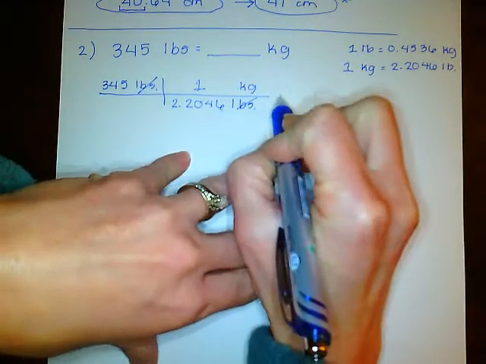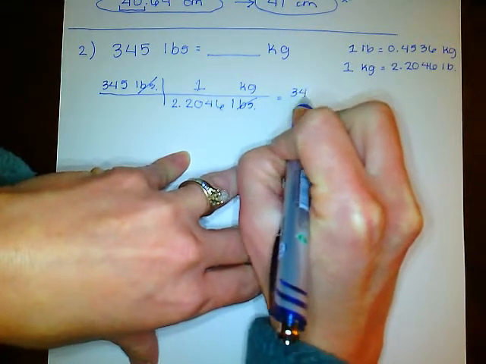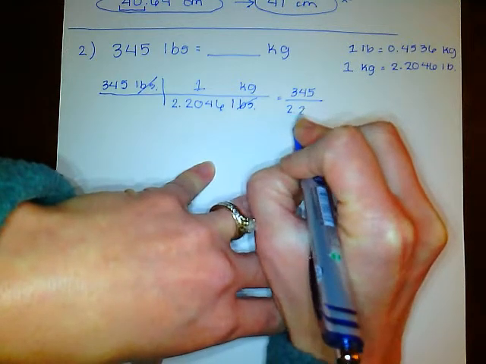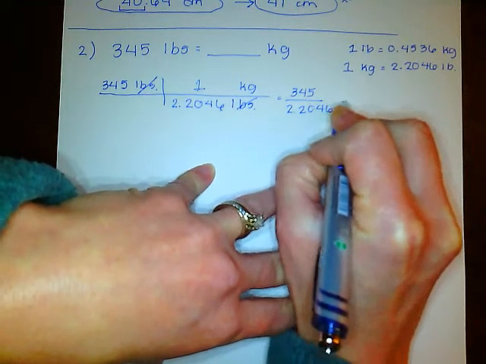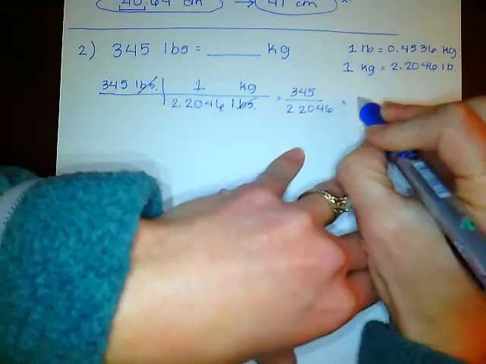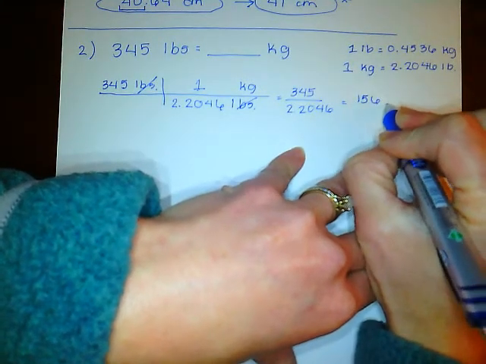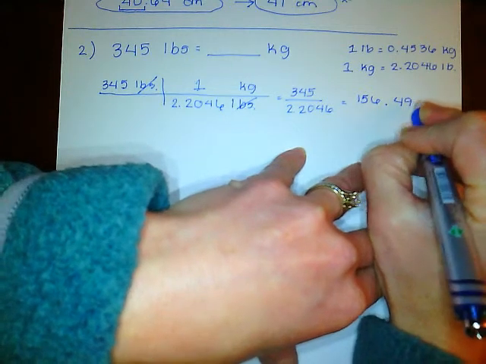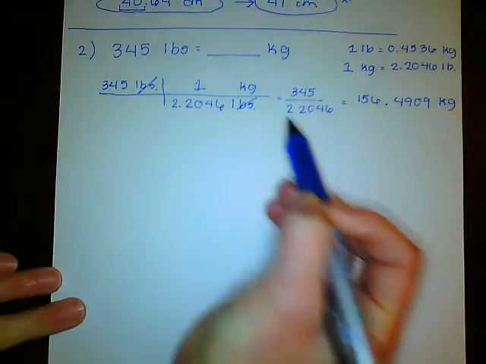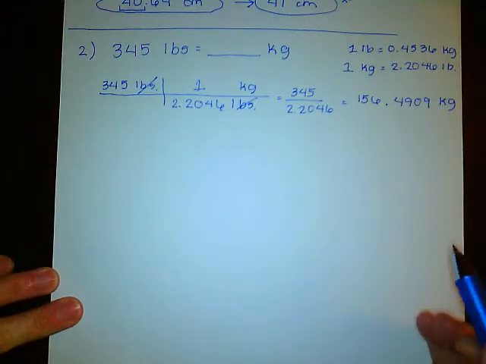345 times 1 equals 345. Okay, and then divided by the bottom would be 2.2046. So let's go ahead and do that division, put that into your calculator, and you are going to get 156.4909, we could keep going, but we're not going to, kilograms, because those are the units that we're left with.